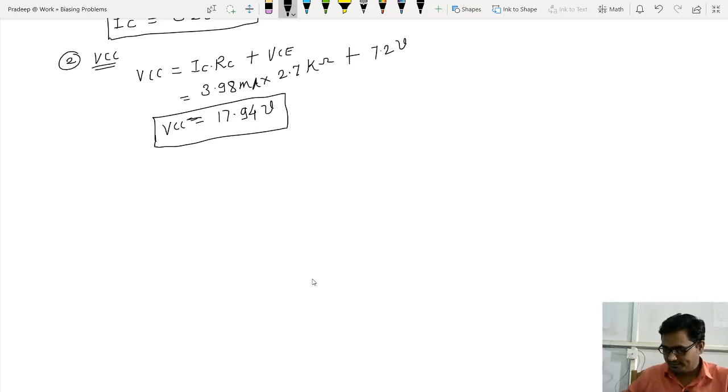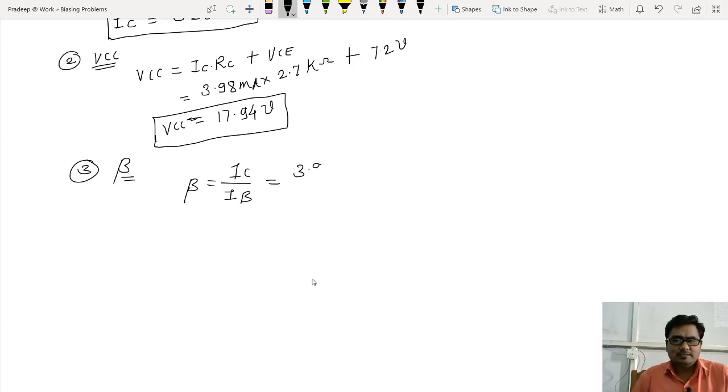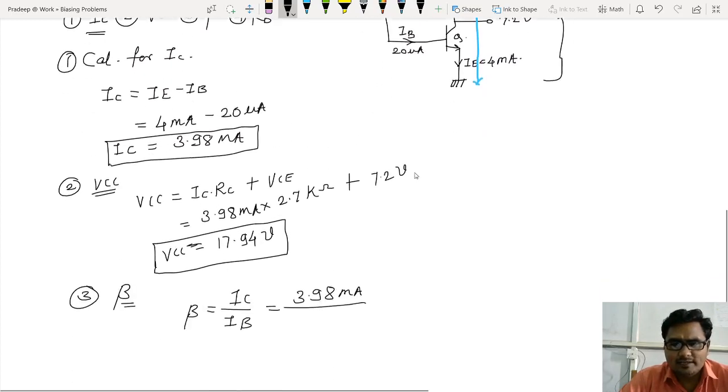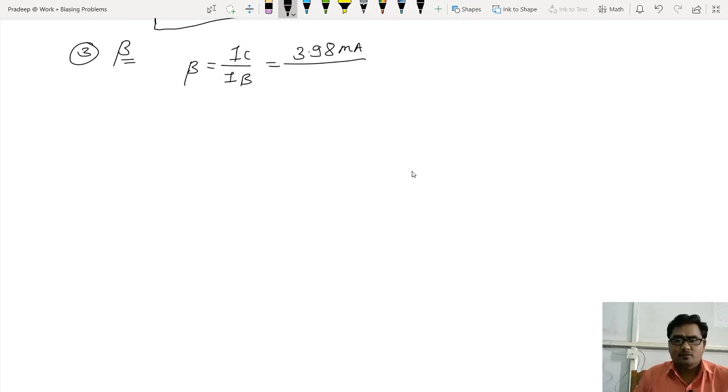Now what is the third point? The third thing is beta. Calculation for beta. What is the value of beta? We know the equation, it is IC divided by IB. Now what is IC? You have calculated 3.98 milliamperes, divided by IB. IB is given, I think. Yes, it is specified, 20 microamperes. So let me write here 20 microamperes.